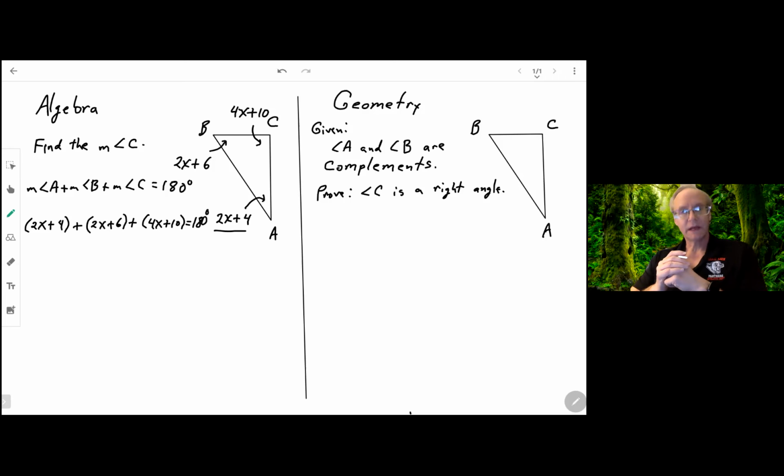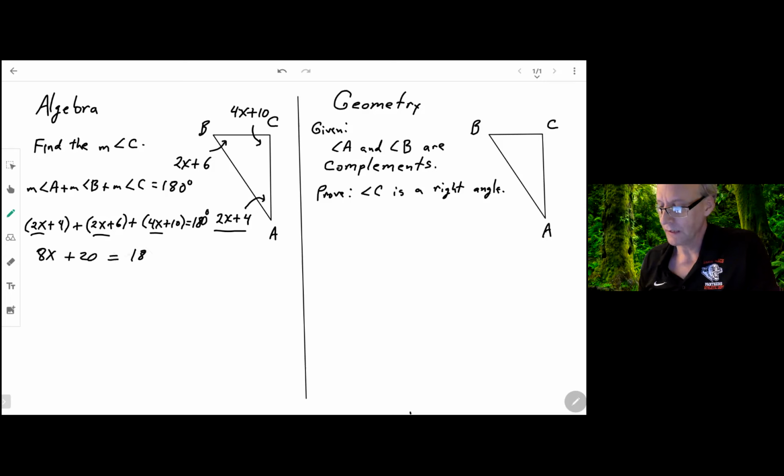Now, the next step is to simplify anything that needs to be simplified. Notice that the 2x and the 2x and the 4x are all on the same side, and that gives us 8x. I have 4 and 6 and 10, which makes 20, and it's equal to 180 degrees. I'm not going to put the degrees until the end.